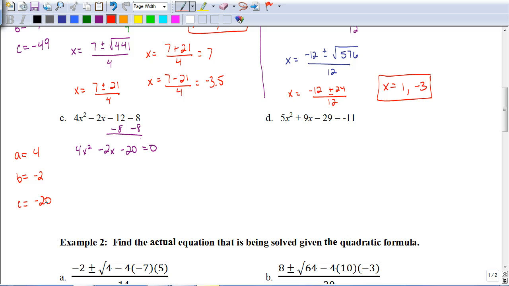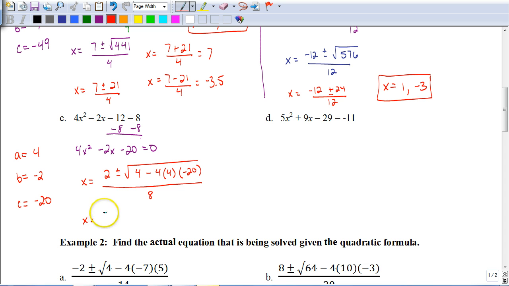So let's go ahead and walk through this one again together. It's going to be the opposite of B, so the opposite of negative 2 is a positive 2. So x equals a positive 2 plus or minus a square root of b squared. Negative 2, when you square that, becomes a positive 4. Minus 4 times a. A is 4 again. That's okay if there's a bunch of 4's here. That's no big deal. And c is a negative 20. This whole thing is divided by 2a. Well, a is 4, so 2 times 4 is 8.